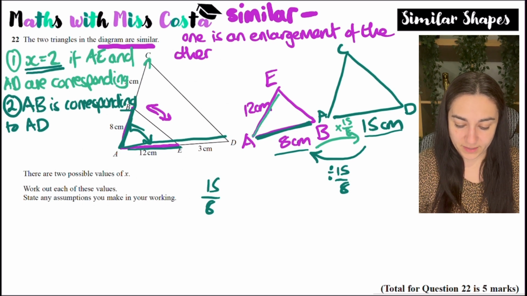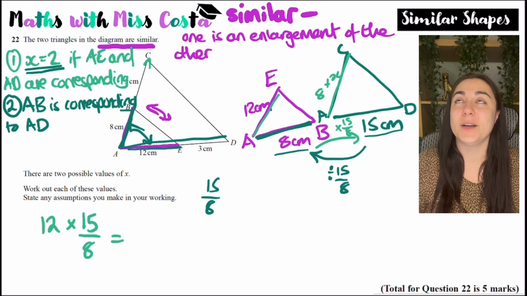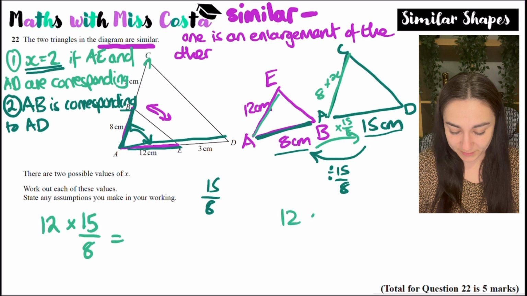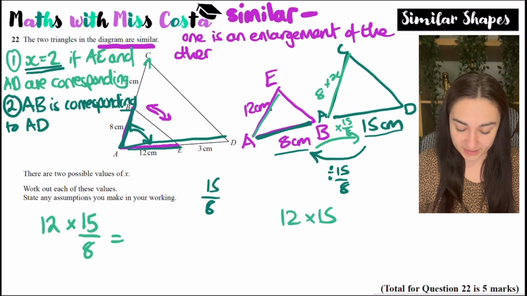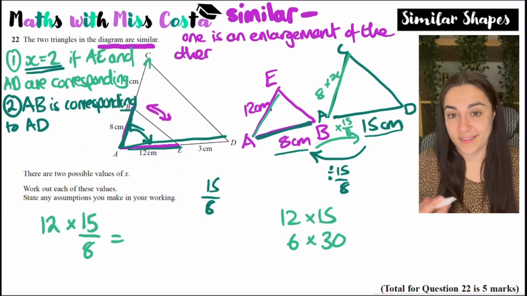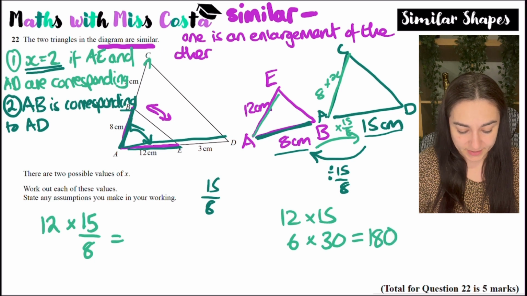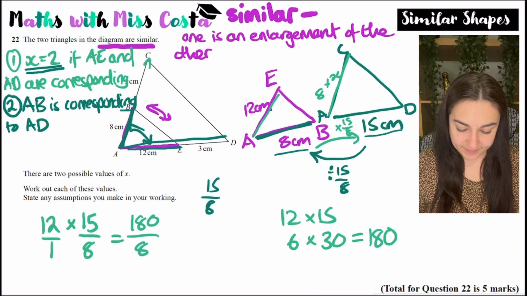So now I want to figure out, this side would be 8 plus x still. So 12 times by 15 over 8. 12 times 15, remember that this is a non-calculator paper, so 12 times 15 using a non-calculator method, you can do doubling and halving. So if I halve one and I double another part of the calculation, then that gives me exactly the same answer. And 6 times 3 is 18, so you add the 0. So I know that 12 times 15 would be 180. 1 times 8 is 8.